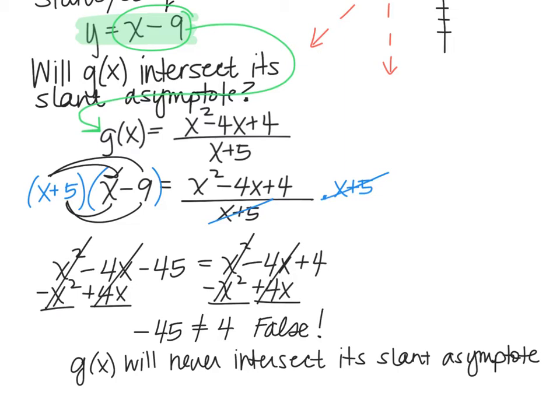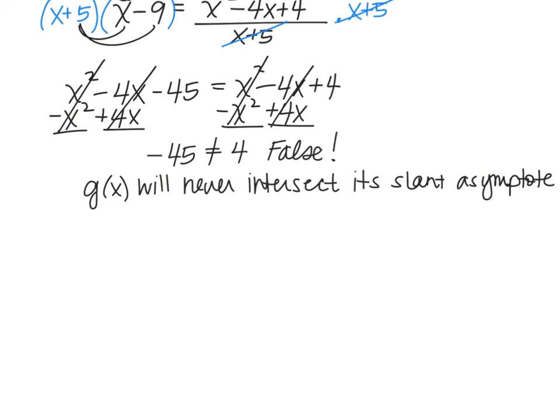Now, if we had solved this equation and we had obtained an answer, then that would be where the graph intersects the slant asymptote. So for example, if we had gotten a solution of x equals 3, then we would know at x equals 3, that's going to be where the slant asymptote and the function intersect. In this case, we didn't get an answer, so no, the function will never intersect its slant asymptote. So finally, I know it seems like a never-ending process, but we'll end with getting the intercepts.